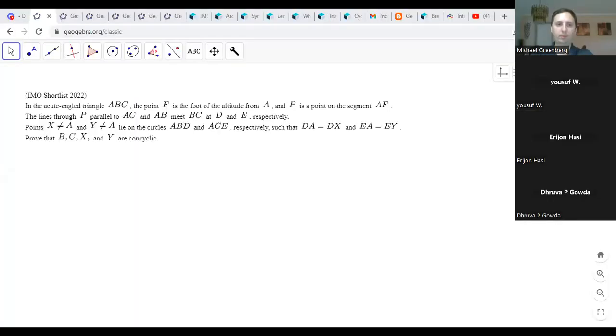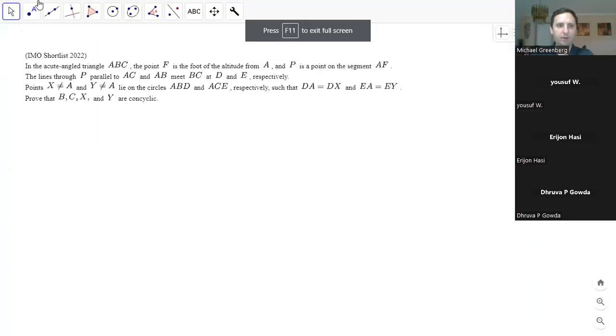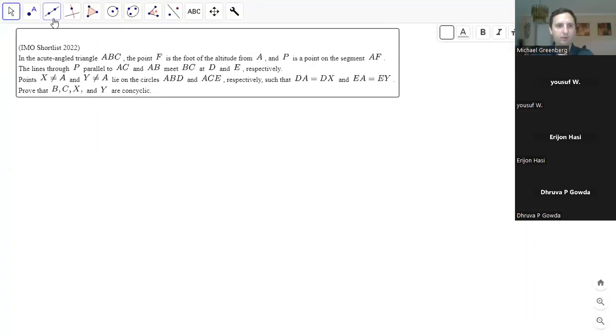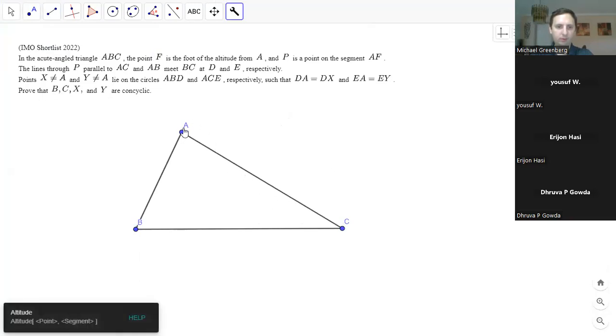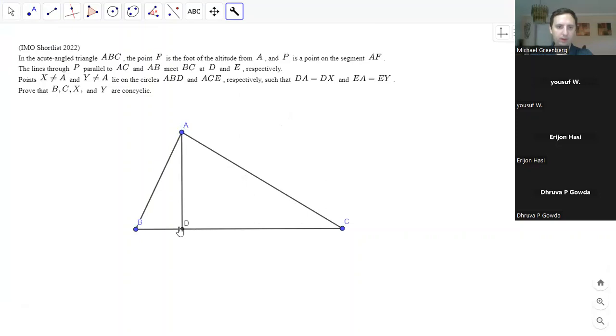This is from the 2022 shortlist, which I believe they released the same day that they released the IMO problems. So let me maximize. We have triangle ABC, and F is the foot of the altitude from A, and P is a point on that segment. Let me see if my altitude tool will work. Yes. So this should be F, and this should be P.